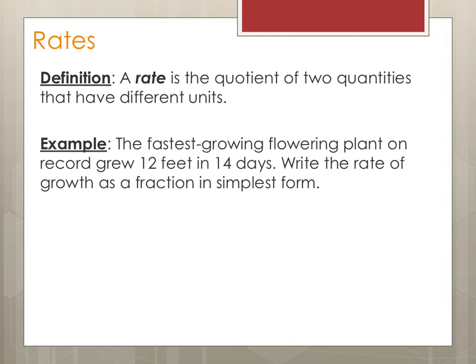So for an example, the fastest growing flowering plant on record grew 12 feet in 14 days. Write the rate of growth as a fraction in simplest form. So let's start out with the fraction, 12 feet over 14 days. The number that we read first goes on top. The number that's second goes on bottom.